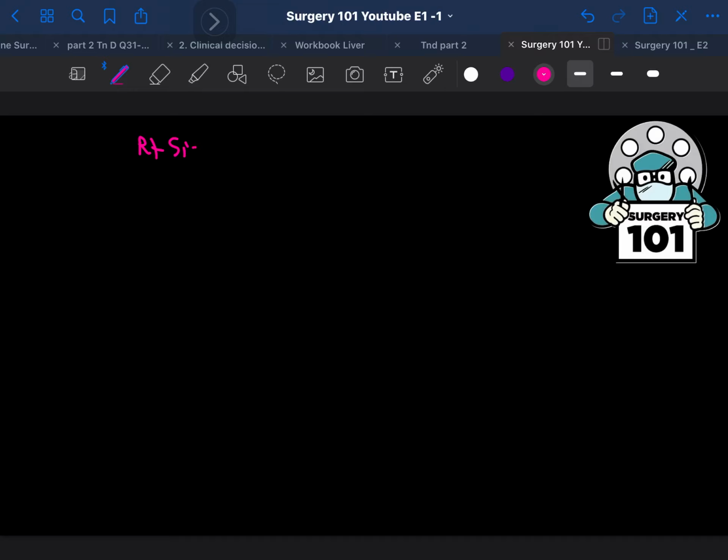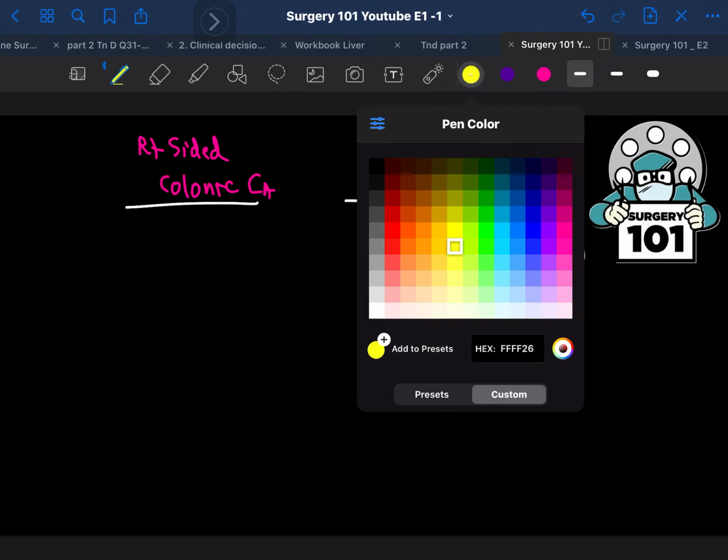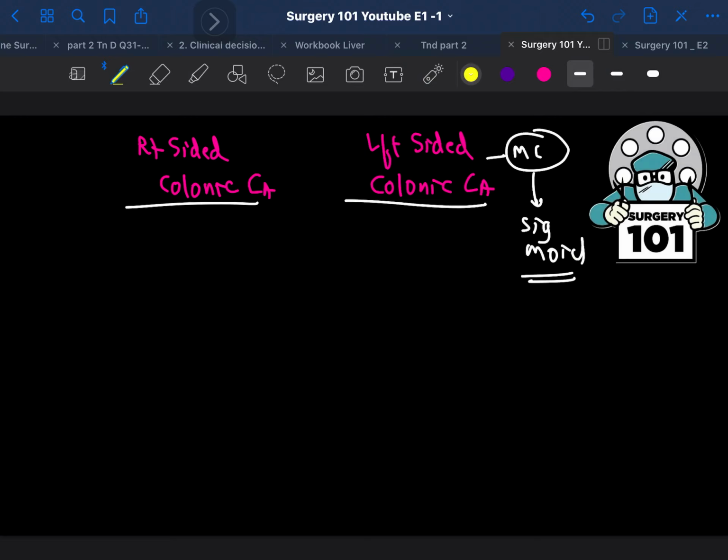So we have a right-sided colonic carcinoma and we have a left-sided colonic carcinoma. Now, which is more common? Obviously, the left-sided colonic carcinoma is most common, and most commonly it is present in the sigmoid. The important crux of the matter is that right-sided colonic malignancies present as a fungating growth.